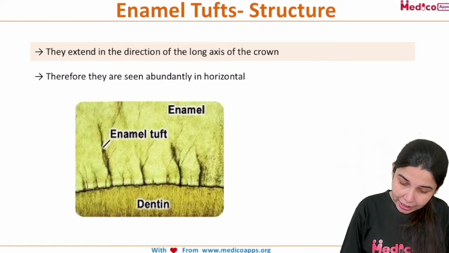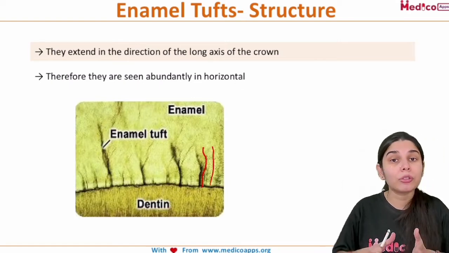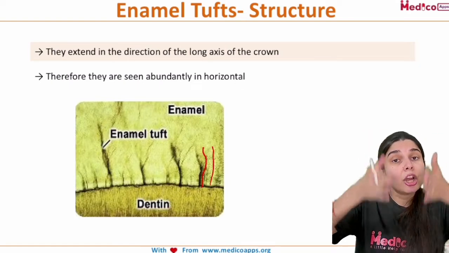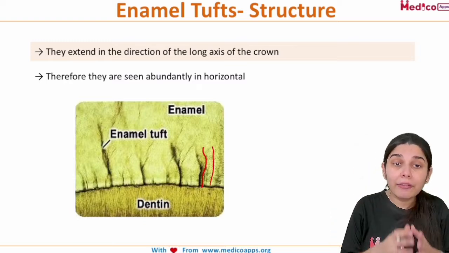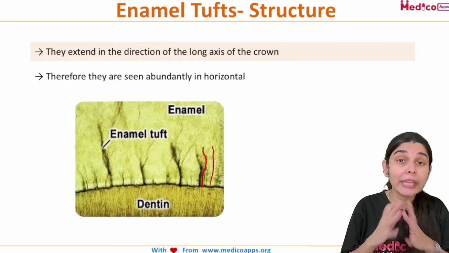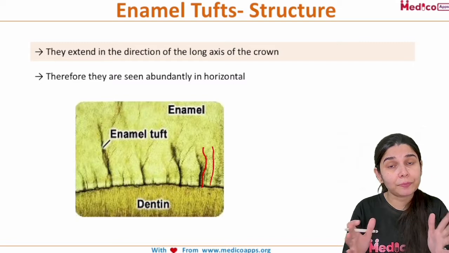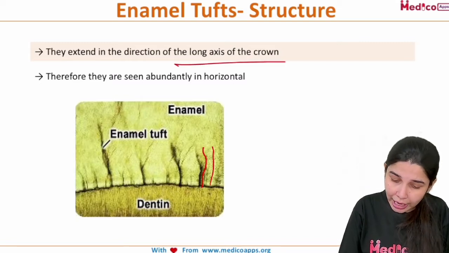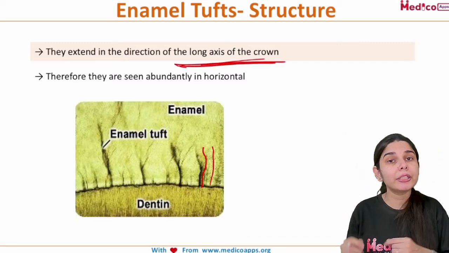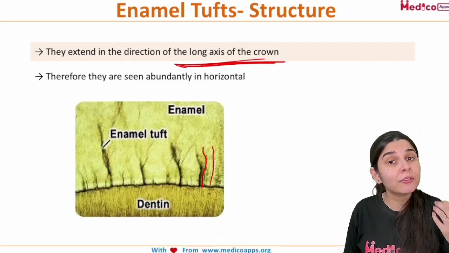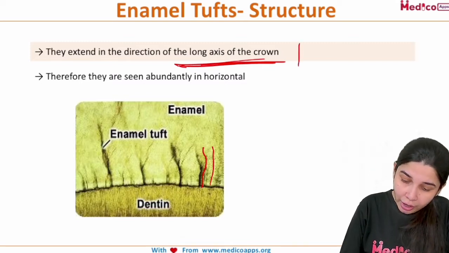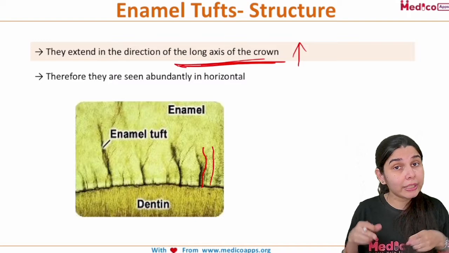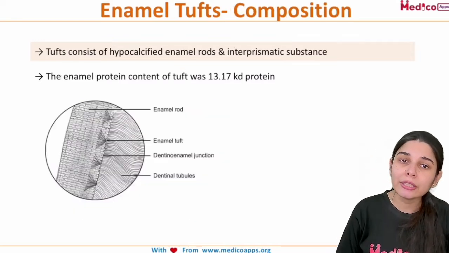So they extend in the long axis of the crown. That means they are extending in the longitudinal direction. Therefore, they'll be seen abundantly in the horizontal section. Okay, so the third key point here is that the direction of extension of these enamel tufts is in the long axis of the crown. Okay, that is longitudinal.